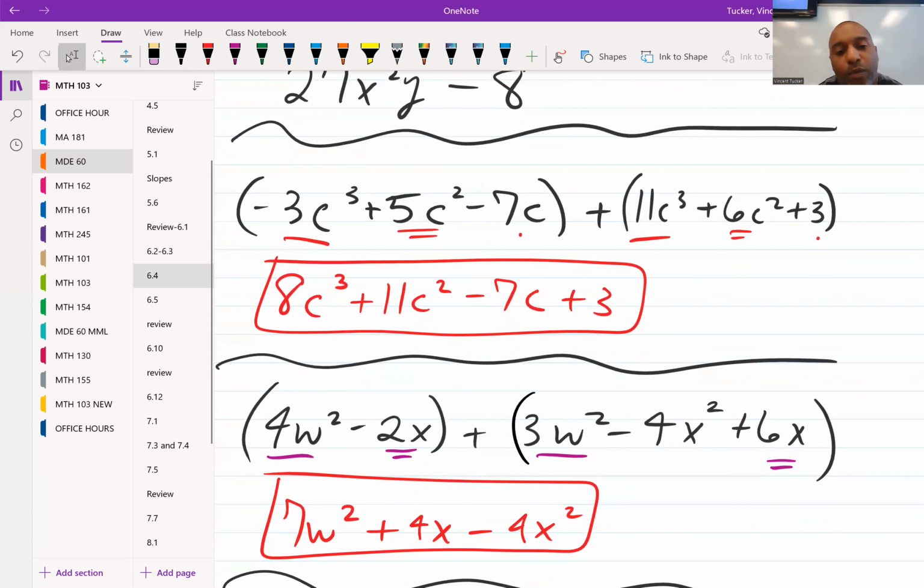Same thing happens here. We have 4w squared minus 2x plus 3w squared minus 4x squared plus 6x. Once again, you combine the like terms. Whatever doesn't have a term to combine with, you just bring down as a part of your final answer. So 4w squared plus 3w squared is 7w squared. Then we have negative 2x and a positive 6x, so it'll be positive 4x. Then the negative 4x squared, you can't combine it with anything, so you just bring it down as a part of your final answer.